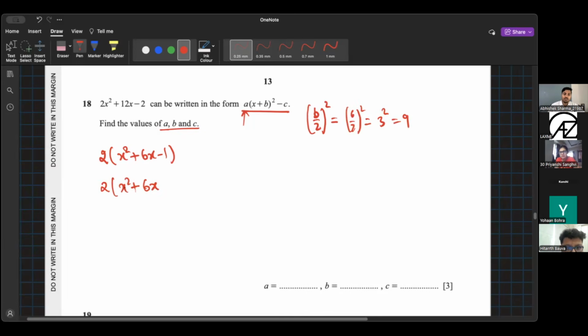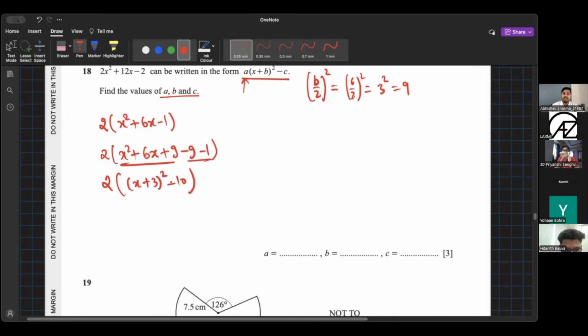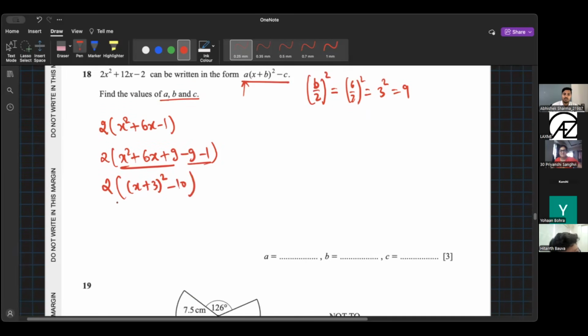So x squared plus 6x plus 9 minus 9 minus 1. Then 2 times. The first 3 terms will give you the expansion, so x plus 3 the whole squared. Additionally we have minus 10, but that is still inside the bracket. We have to put that outside the bracket. So we can write 2 times x plus 3 the whole squared minus 20, right?